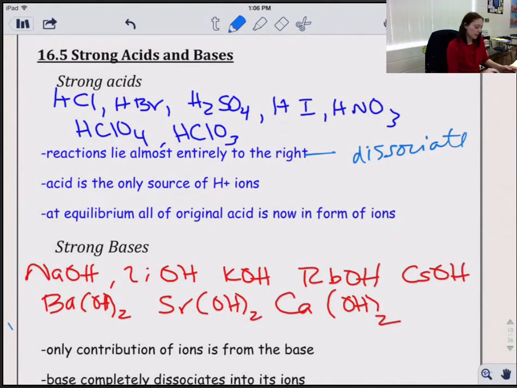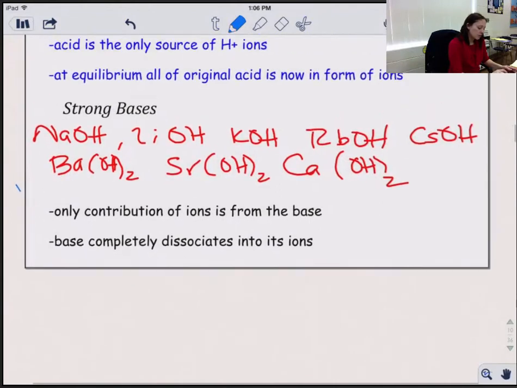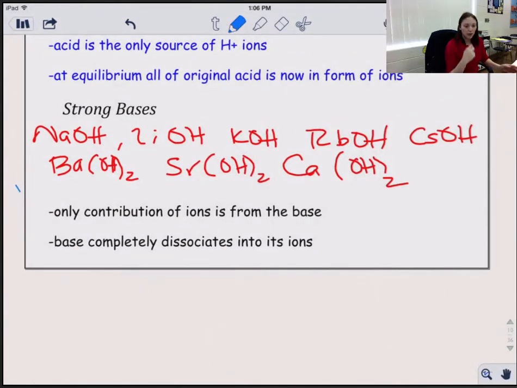All right, if you have a strong base, on the other hand, strong bases are the same thing we talked about before. They're Na, Li, K, Rb, Cs. Then you have barium, strontium, and calcium. The only contribution of ions that we care about is from your base, which is usually the OH-, and your base completely dissociates into its two ions. You just have to be careful later on with the ones that fall apart into 2 OH, because that will change our pH and our pOH.